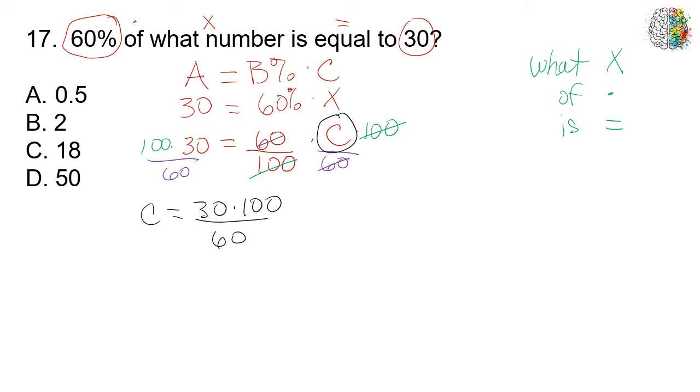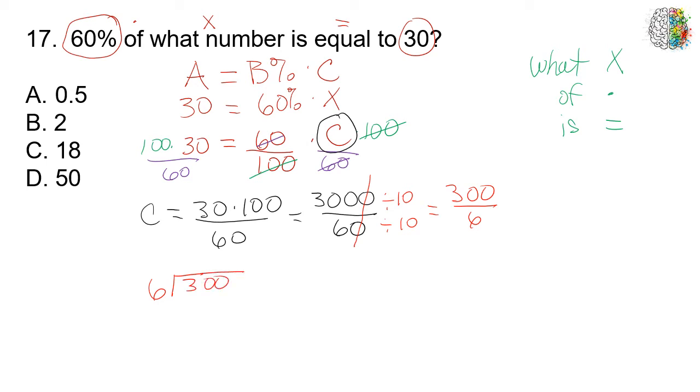So then I'm going to multiply this together. 30 times 100 is going to give me 3,000 divided by 60. Then once again, we see that these both end in a 0, so that tells me I can divide the top and the bottom by 10, which is the same as crossing that 0 out. And that's going to give me 300 divided by 6. So now the last step is to do the long division, where the bottom goes on the outside, top goes on the inside.